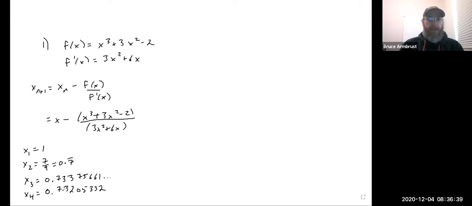So it's definitely starting to settle down, right? Now we're good to 2 decimal places. If you do one more, you get 0.73205, blah, blah, blah. And now you can see that we're actually good to 5 decimal places. So there is the positive root for this function to 5 decimal places. All right, so there's number 1. Any questions on that?